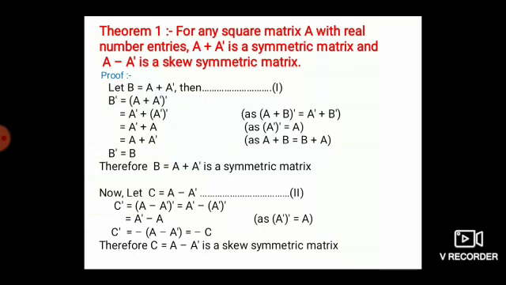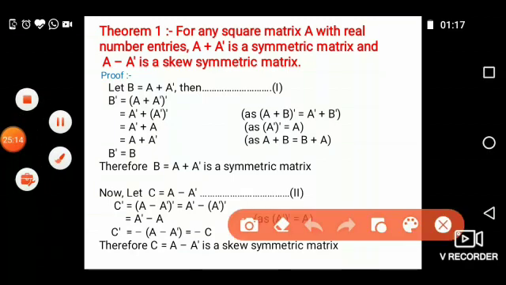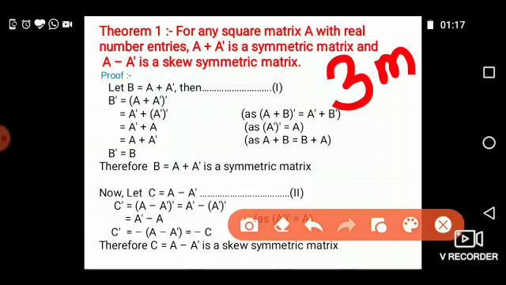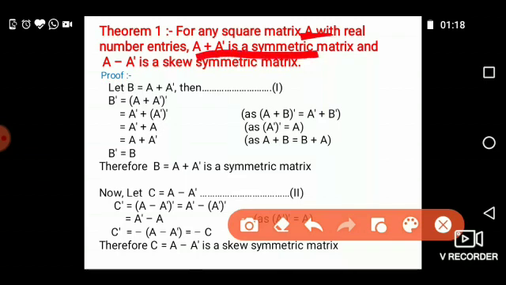Based on the symmetricity and skew symmetricity, we have one theorem, which is important from the examination point of view. They may ask this question for 3 marks. I read the statement of the theorem. It is very important and easy. For any square matrix, as I told you, to define symmetricity and skew symmetricity the matrix should be a square matrix with real entries. Then we have to prove that A plus A dash is symmetric, and also that A minus A dash is skew symmetric.